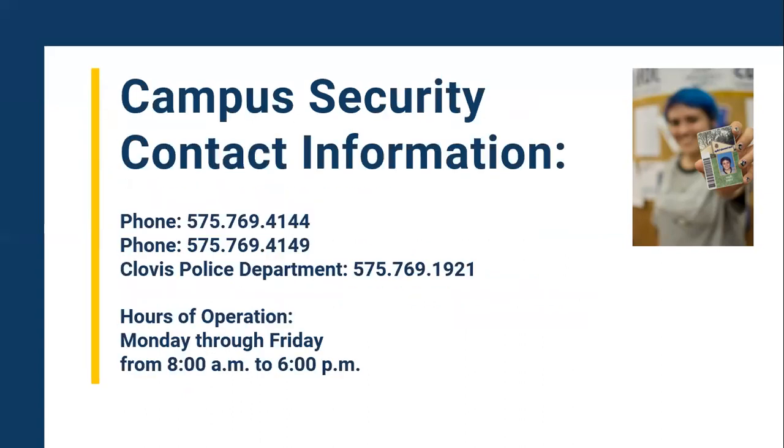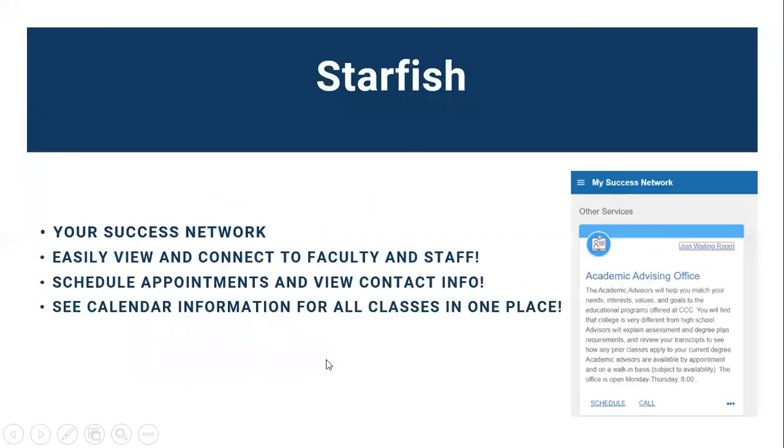For campus security contact information, you can reach them by phone at 575-769-4144 or this other number, 575-769-4149. Hours of operation are Monday through Friday from 8 a.m. to 6 p.m.